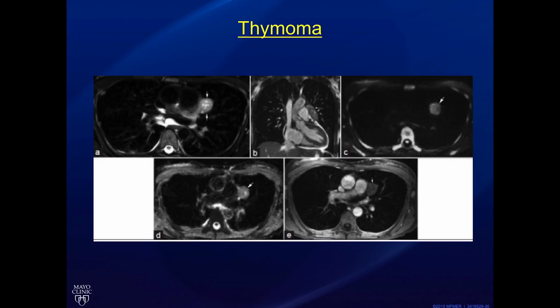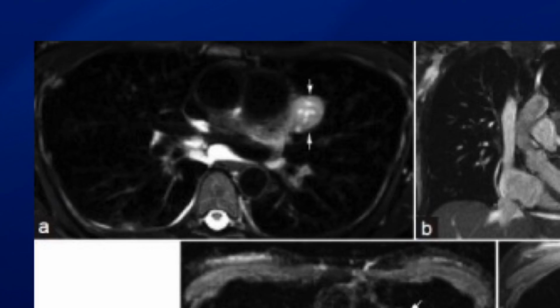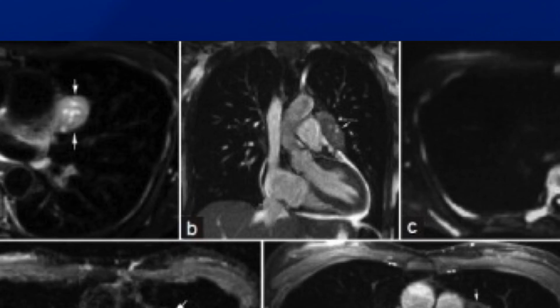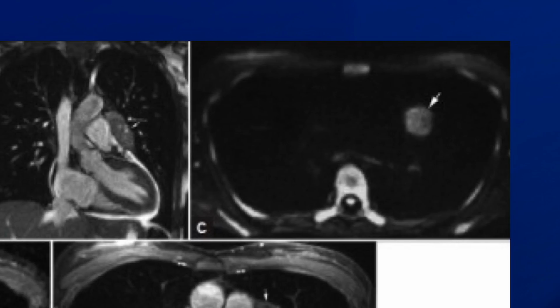A thymoma. So this is different. This is the T2 weighted image. You can see this inhomogeneous enhancement. T1 weighted image, it's low density here. Here we have, I think, the regular T2, and this is with enhancement.